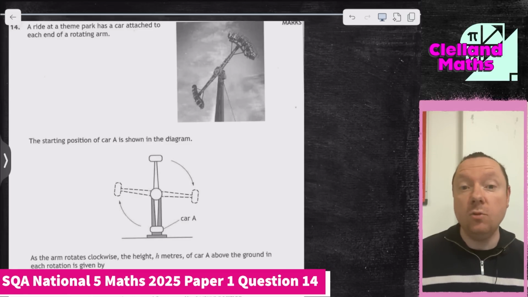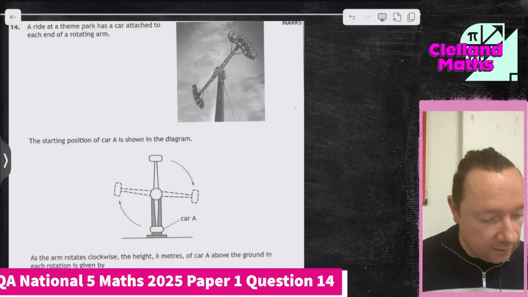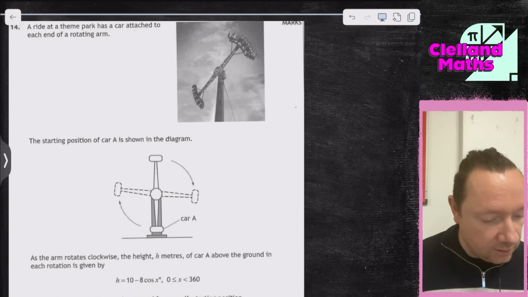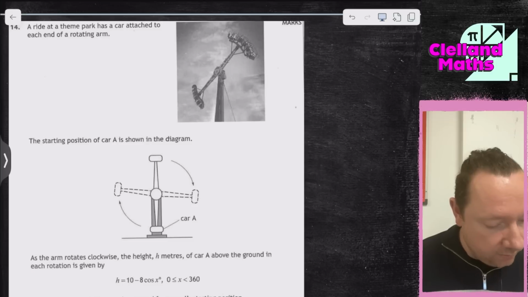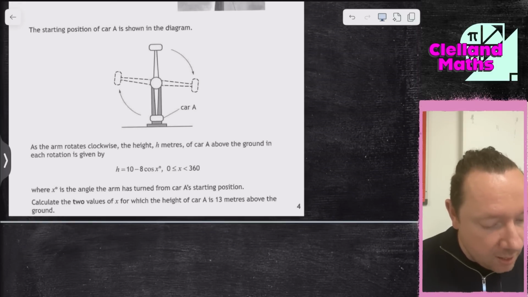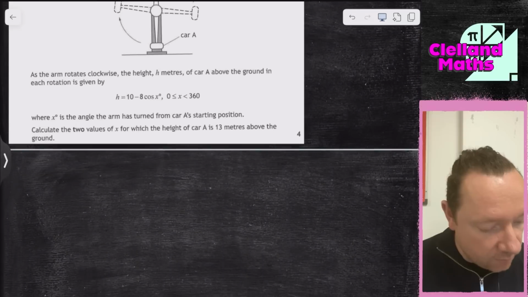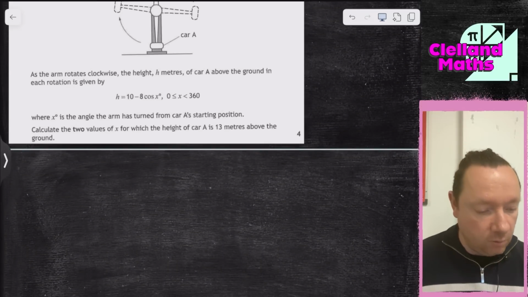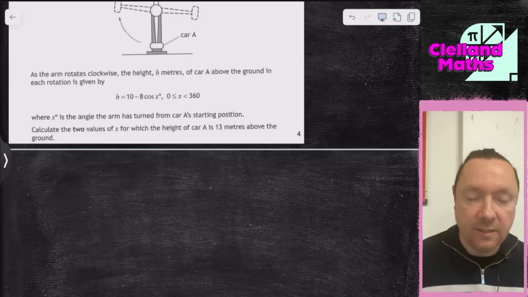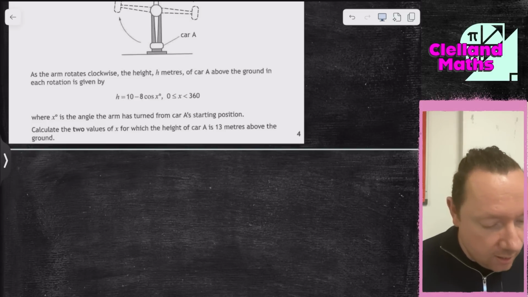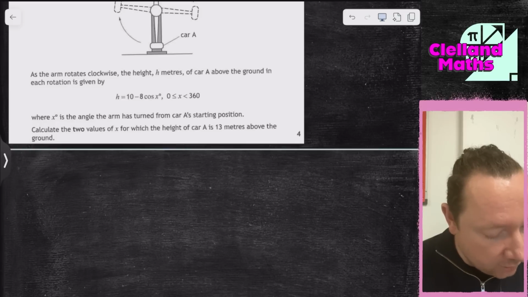SQA National 5 Maths 2025, Paper 2, Question 14. The ride at a theme park has a car attached to the end of a rotating arm. The starting position of the car is shown in the diagram. As the arm rotates clockwise, the height in meters above the ground, for each rotation, is given by h equals 10 minus 8 cos x. There's our key thing, a trig equation, where x is the angle. Calculate the two values of x for which the height is 13 meters above the ground.